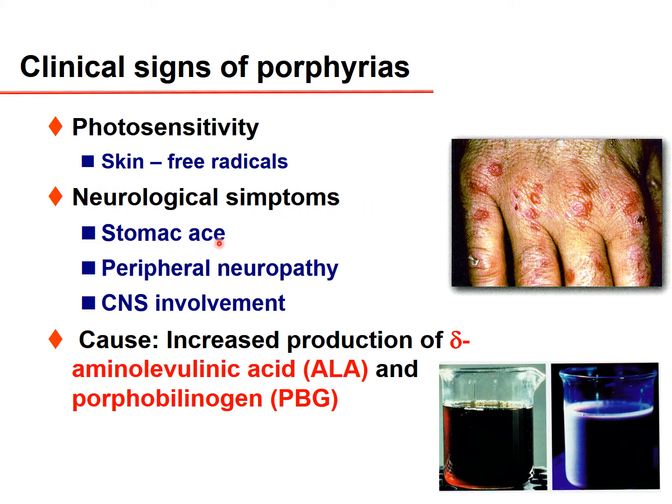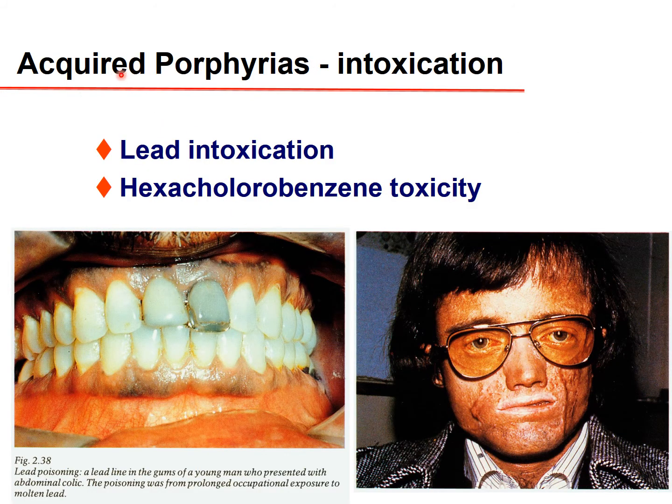For example, stomach ache or peripheral neuropathy can develop, and central nervous system involvement can occur. What is the leading feature of this? Usually we have an increased production of delta aminolevulinic acid and porphobilinogen in this case. Now, acquired porphyrias are intoxications, which can be due to lead intoxication or hexachlorobenzene toxicity. You see here the photosensitivity is completely scarring the tissue of the patient, and the lead can be seen, for example, accumulating in the mucosa.